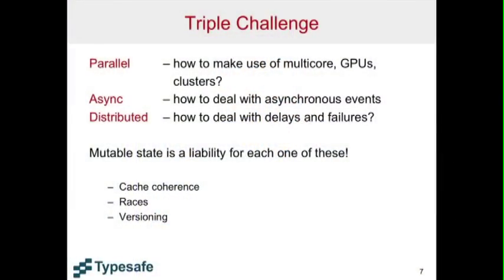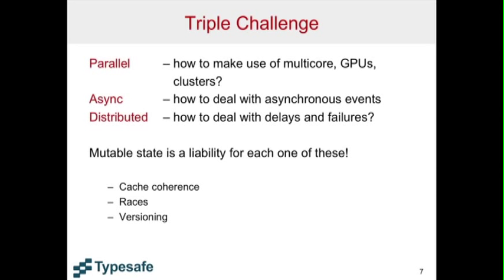So in this new world, we have this triple challenge of how to make work parallel, so how to make use of parallel hardware to make programs faster. Then we have the challenge of async: if we are in this world of concurrency and event-driven systems, as almost all systems are today, how do we deal with such events? And finally, we have the problem of distributed computing: if we have delays and failures, how do we deal with those?